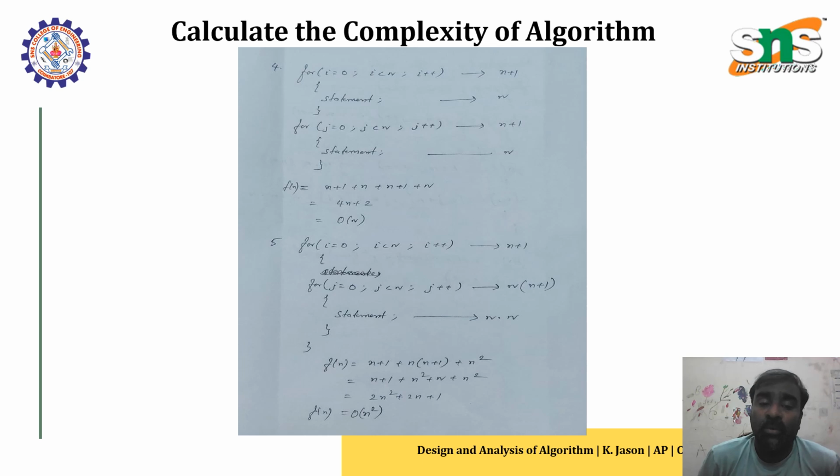For loop, open the bracket, close the bracket. Another for loop, open the bracket, close the bracket. So you are using the loop n plus 1 times, statement n times, another loop n plus 1 times, another statement n times. So totally order of n.